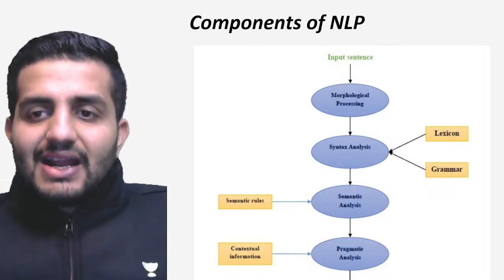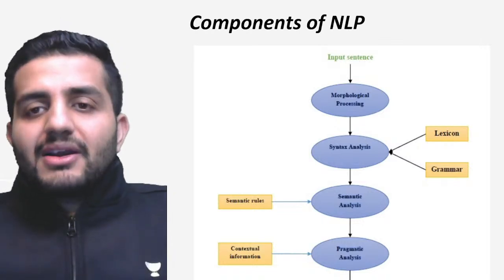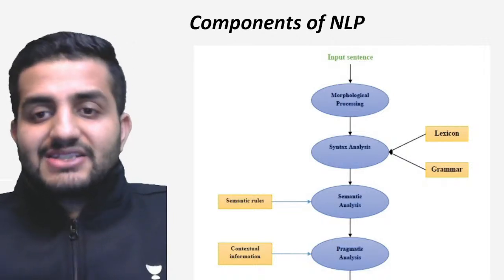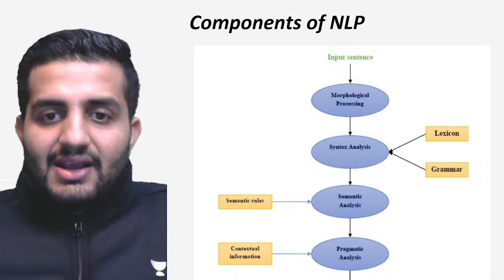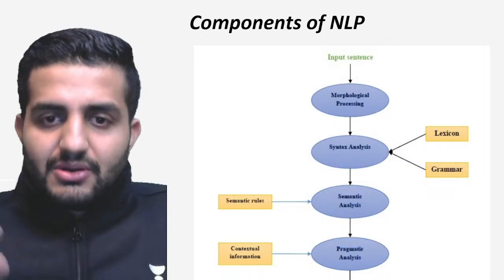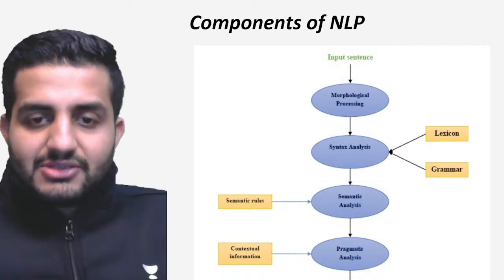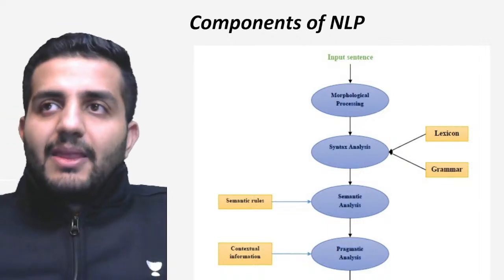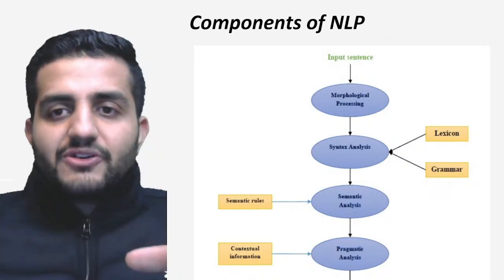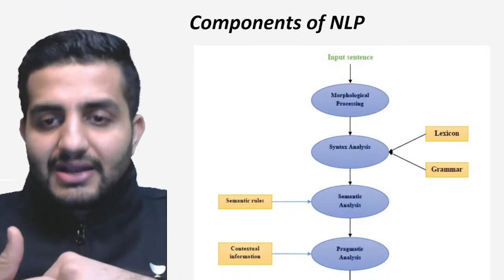The second is the syntax analysis, where we have the grammar and the lexicon checks. I'm trying to understand the grammatical portion of my text, like the verbs and all that. That's my syntax analysis. The third is my semantic analysis, where I have certain rules, about understanding the semantics of my data. And the very last is my pragmatic analysis, more of contextual information, like understanding the context of my conversation. So 4 different components of NLP: morphological process, syntax analysis, semantic analysis, and pragmatic analysis.